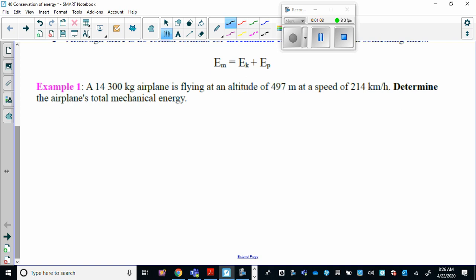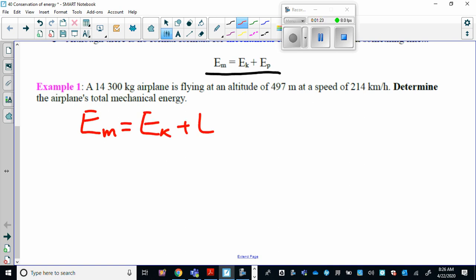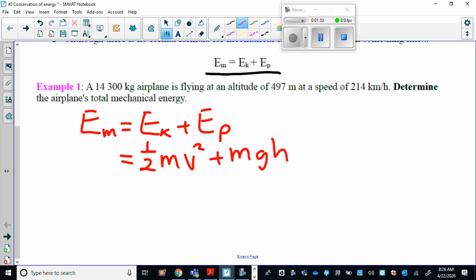So the first thing we need to do is calculate how much mechanical energy that plane has. And the formula is right here for us, in a different color. It simply is the mechanical energy equals the kinetic energy plus the potential energy. From our previous lessons, we've learned that the kinetic energy is 1/2 mv squared. The potential energy is mgh, and in this question, it's just a matter of plugging in the numbers. Make sure you convert kilometers per hour to meters per second.